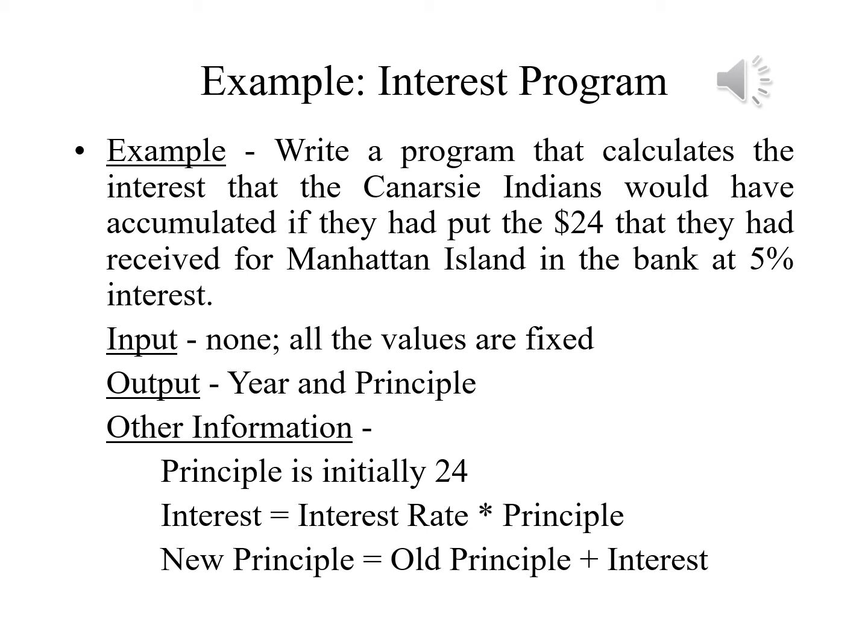There are no inputs in this program because the values that we're going to be using here are fixed. It's a very rare occurrence, but we'll do it in this case. The output is going to be the year and the principal for the various years over the time. Additionally, we know that the principal started out at $24. Interest will be the interest rate times the principal. And at the end of each year, the new principal will be what the old principal was, plus the interest.